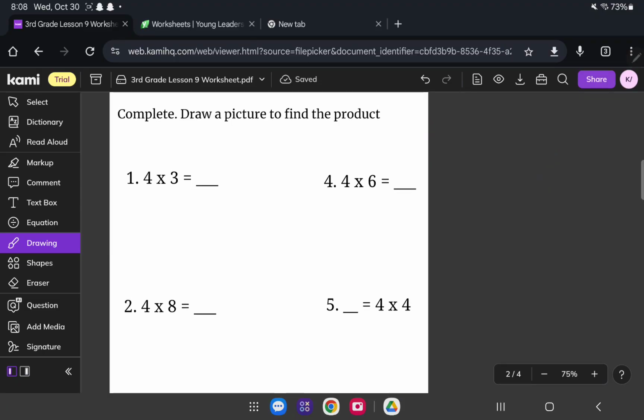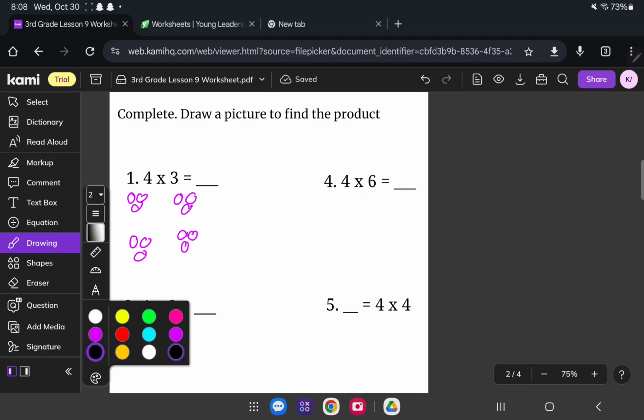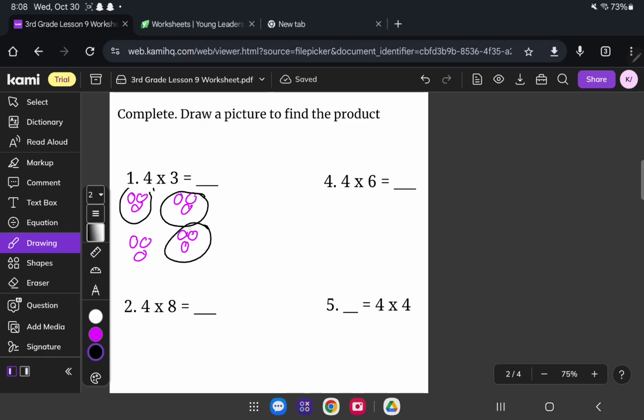Complete. Draw a picture to find the product. Alright, so here we have 4 times 3, which could be 4 groups of 3 or 3 groups of 4. I'll do 4 groups of 3. So 1, 2, 3. That's 2 groups, 3 groups, and then 4 groups. If we count them all out, we would get 12. So the answer is 12.